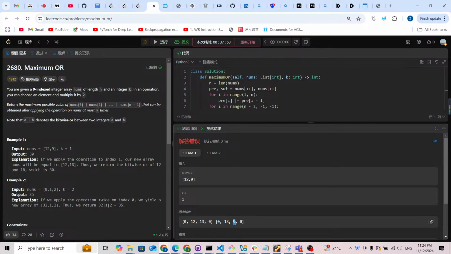And then what are we going to use? We're going to use this number 12. 12 is our first number. We're going to left shift it 1 bit. So this is going to be the first calculation. 12 shifted left 1 bit is going to be 24. 24 or 9 is going to be 25, but it is not the largest. Now we're going to check the next one. We're going to check this 12.